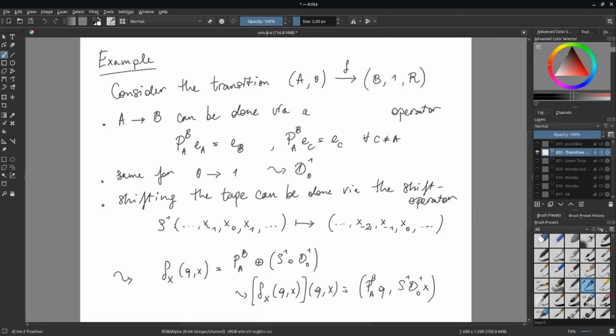And I claim that if you have a Turing machine, it's just a bunch of transitions like this. You have a list for maybe all possible inputs.